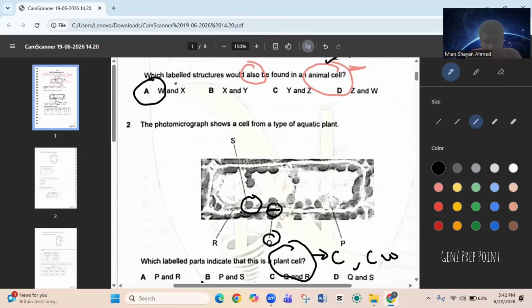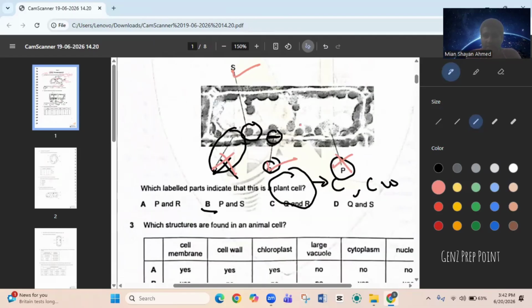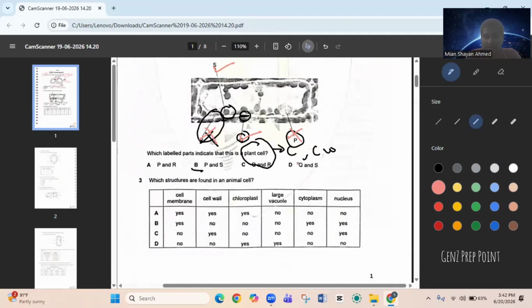Q. R is labelled cytoplasm, and cytoplasm is also present in bacteria as well as animal cells, so this won't be the answer. P is the nucleus. Nucleus is present also in animal cells, so P would not be the answer either. R won't be the answer, so Q as well as S would be the answer, as S represents chloroplast, and Q represents the cell wall. So D would be the answer.